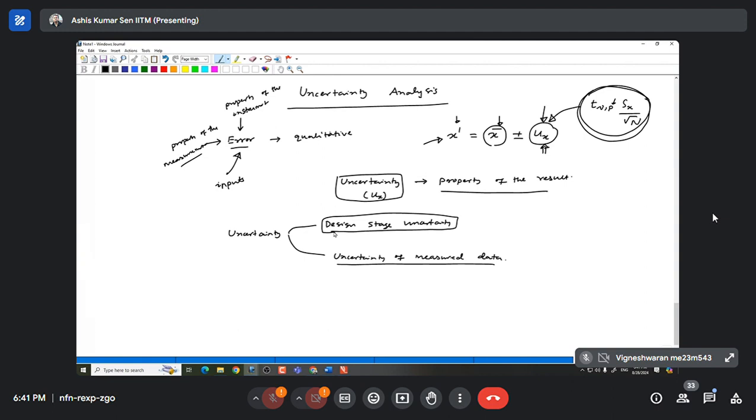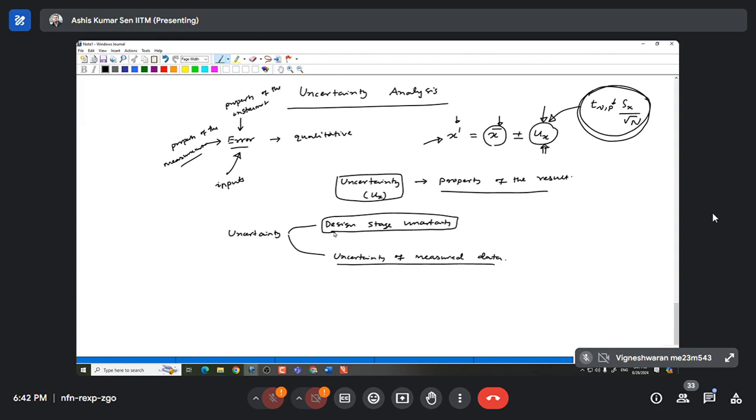down to something like 0.001 millimeter, right? So if you use a typical scale that school kids use, right? So the minimum that you can measure is within a millimeter, right? So you cannot really go to 0.001 millimeter. So in that context, the design stage uncertainty analysis becomes very important.